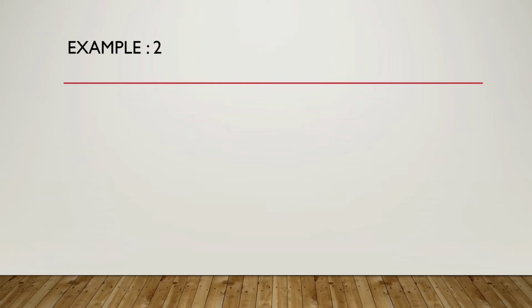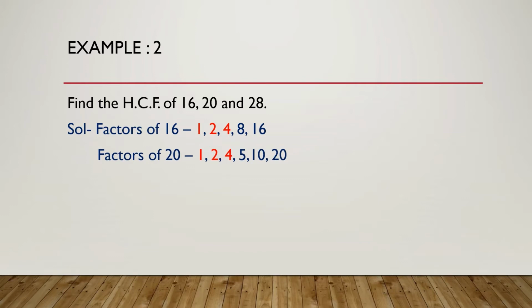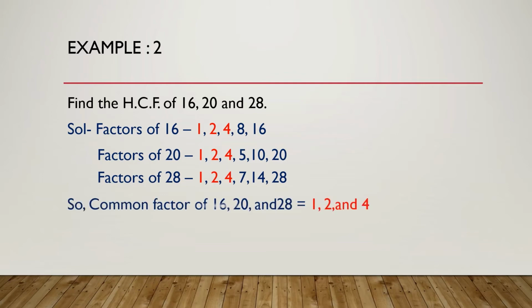Now see one more example. HCF of 16, 20 and 28. Factors of 16 are 1, 2, 4, 8 and 16. Factors of 20 are 1, 2, 4, 5, 10 and 20. Factors of 28 are 1, 2, 4, 7, 14 and 28. So the common factors of 16, 20 and 28 are 1, 2 and 4. Therefore, the HCF of 16, 20 and 28 is 4.